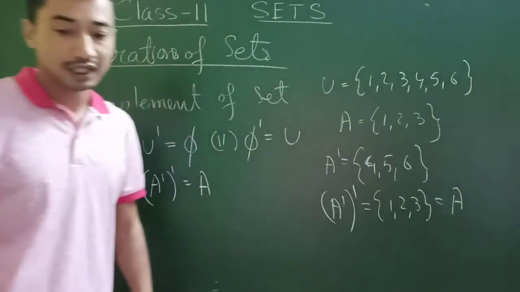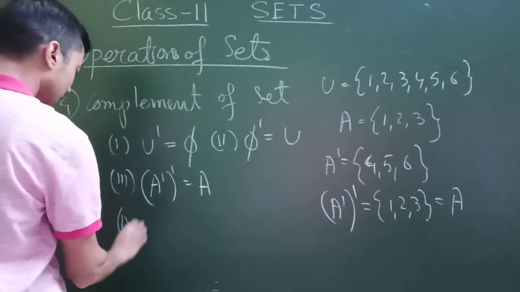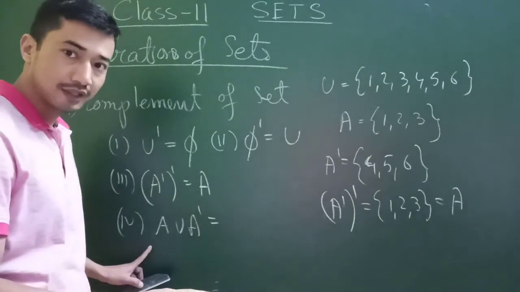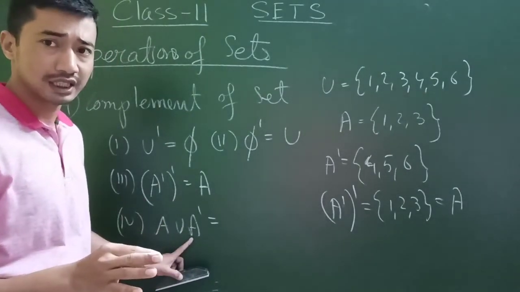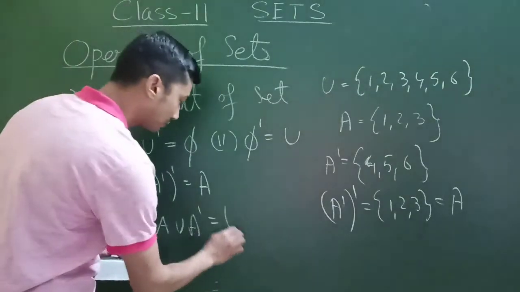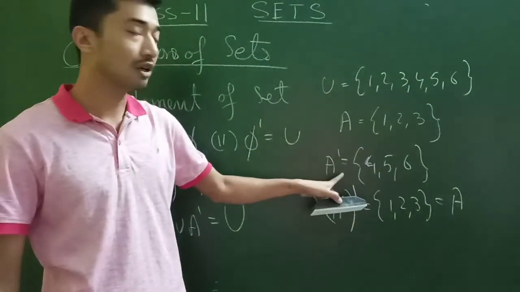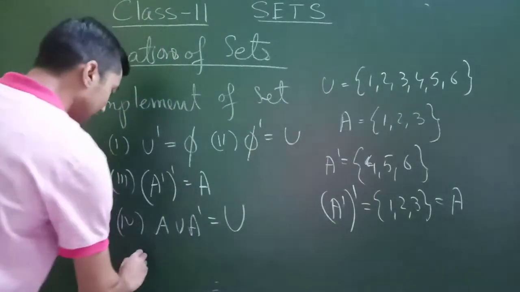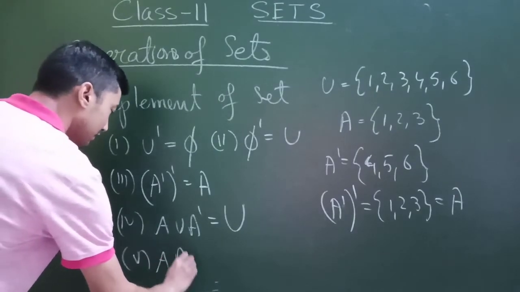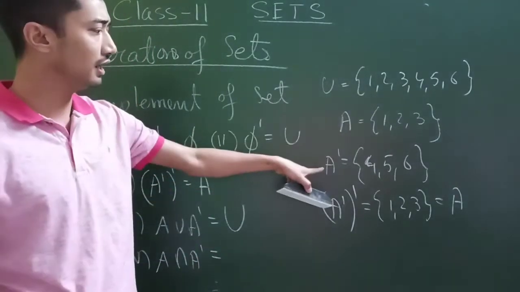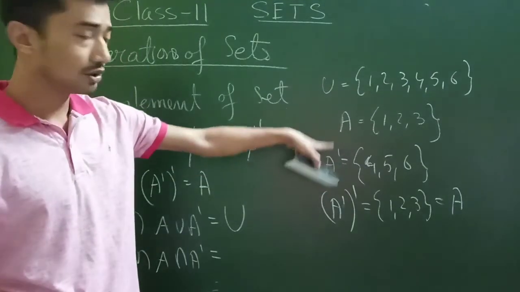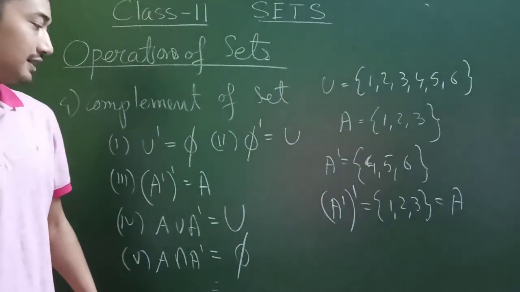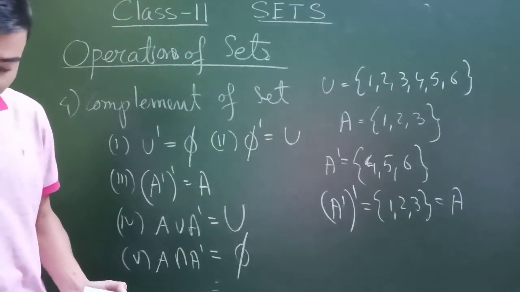And another one would be A union A complement. See, set A, and A complement, all the elements which are not in A. You combine them, what will you get? A is 1, 2, 3, A complement is 4, 5, 6. You combine them, 1, 2, 3, 4, 5, 6. What do you get? The universal set, right? And finally, the last one, A intersection A complement. Do you find anything in common? Here you are not going to find anything. So that's going to be a null set. Alright, so that's it for this video.